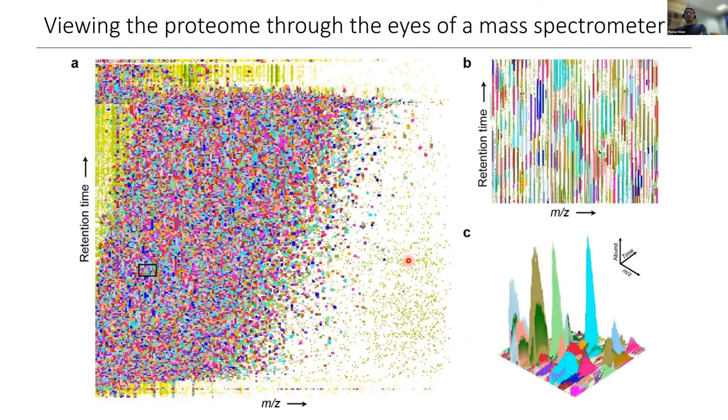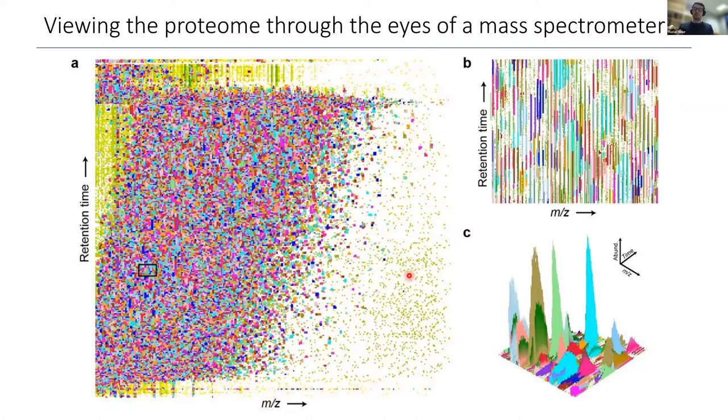Okay, why am I telling you all of this? Well, because the MS2 information is really key to the proteomics experiment. And if we look at a proteome through the eyes of a mass spectrometer, it typically looks like this. So we have here our two dimensions, that is the retention time on the y-axis, and we have the mass or m/z axis on the x-axis in this panel here.